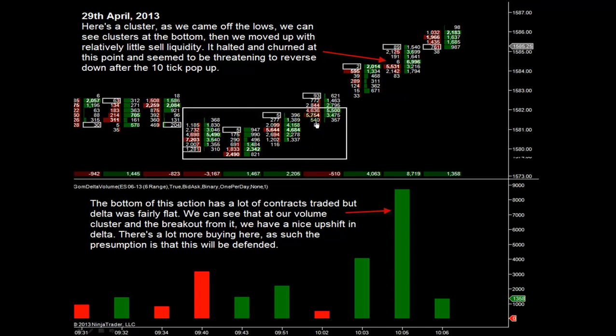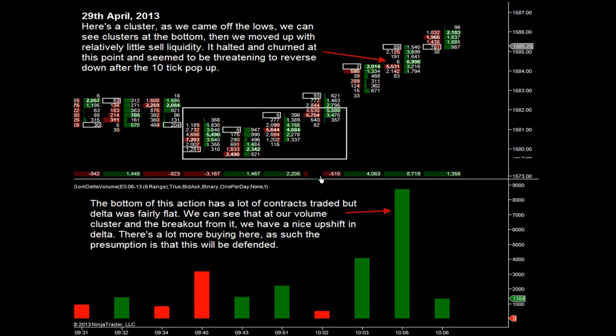Now here we see a lot of volume trading at the low of the day. Even though there's a lot of volume there, we've got 7,000 contracts here, 5,000 here, 2,000, 5,000, 4,000. The delta itself is quite neutral. We've got minus 3,000, plus 1,400, plus 2,200, minus 510.